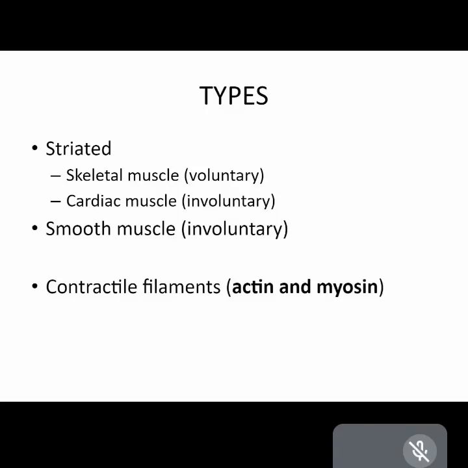It has two, the skeletal and the cardiac muscles, one of which is the voluntary one, the skeletal muscles, and the involuntary one is the cardiac muscle. And then the smooth muscle is involuntary. So the smooth muscles are those that are in your intestines, mostly in the intestines, in the stomach. And the skeletal is the one in your arms, in your legs. That's the only one that's voluntary.